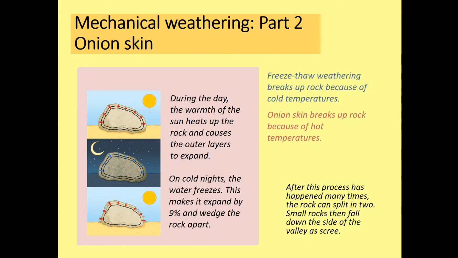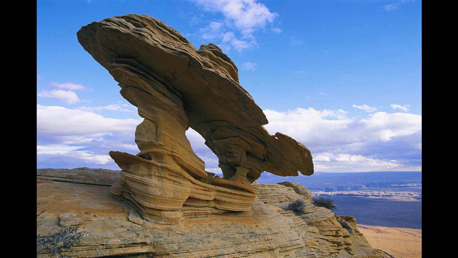Another form of physical weathering or mechanical weathering is called onion skin. This happens in deserts where it's very hot in the day and cold at night. In the daytime, the outer layers of the rocks expand, and at night time they cool down and contract. This breaks them up into smaller pieces. The wind can then blow these tiny pieces of sand and cause amazing rock formations, which is another type of physical weathering.